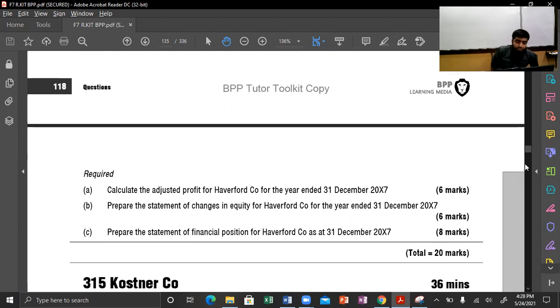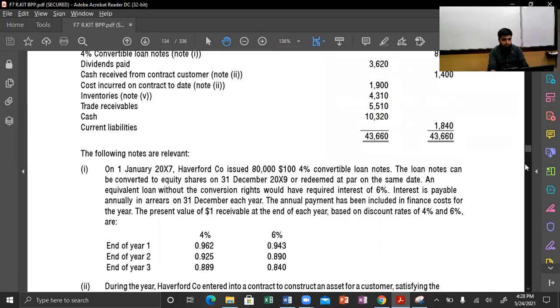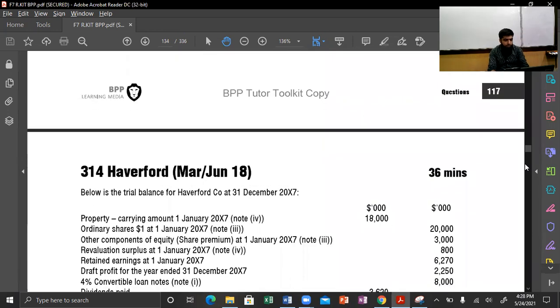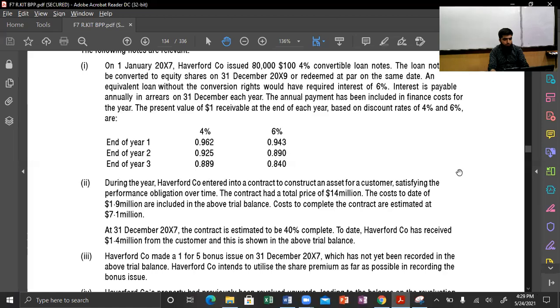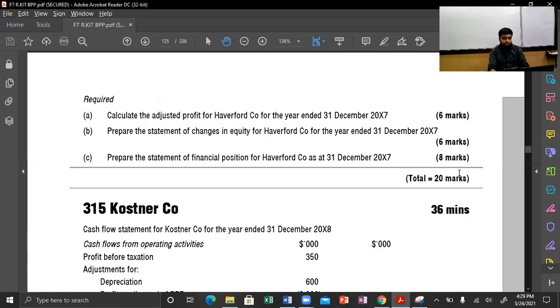What does it mean? It means there must be some draft profit in which the further adjustments are required. Let's find out, is there any draft profit or the profit and loss or the retained earning? So yes, there is a draft profit which is given over there in which the adjustments are required. And definitely the adjustments which are required are from 1 till 5. Then the second requirement is prepare a statement of changes in equity, and the third requirement is the statement of financial position, that is the balance sheet.